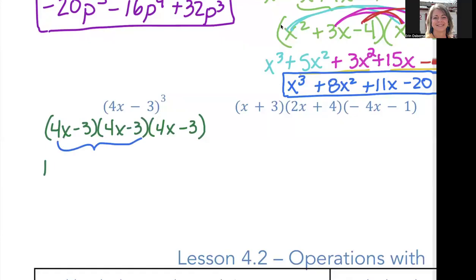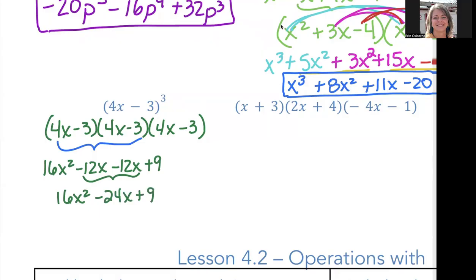We would get 16x squared minus 12x, and minus 12x are coming from the outers and the inners, and last times last would be a plus 9. Those don't cancel. Instead, keep it negative and add them together and get 16x squared minus 24x plus 9. And then we want to take it times 4x minus 3.